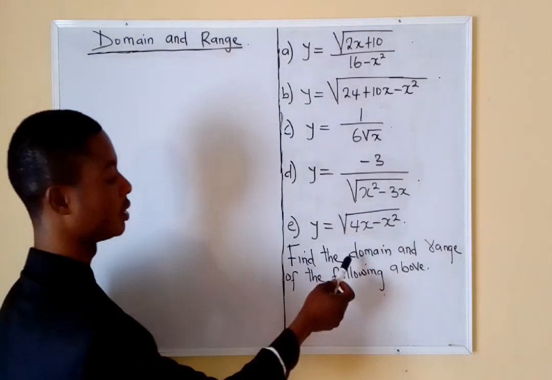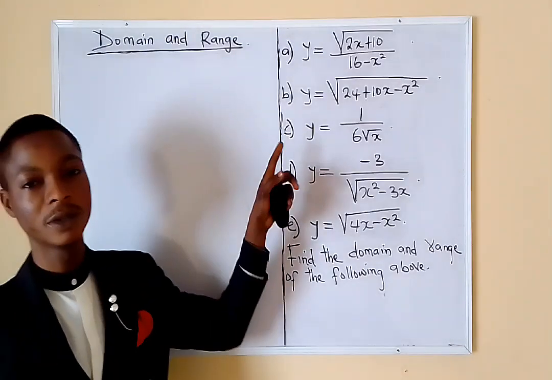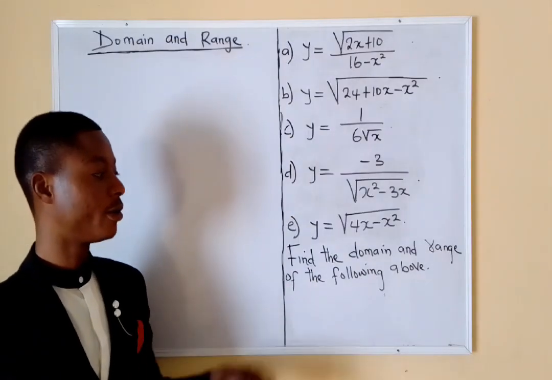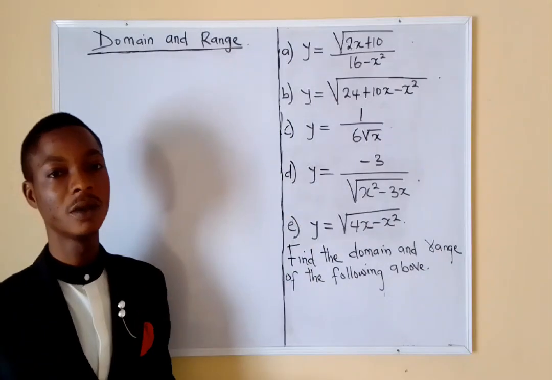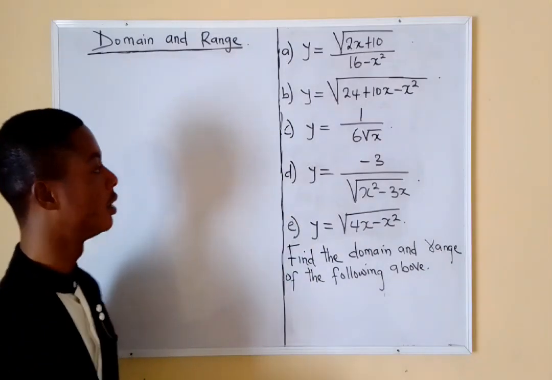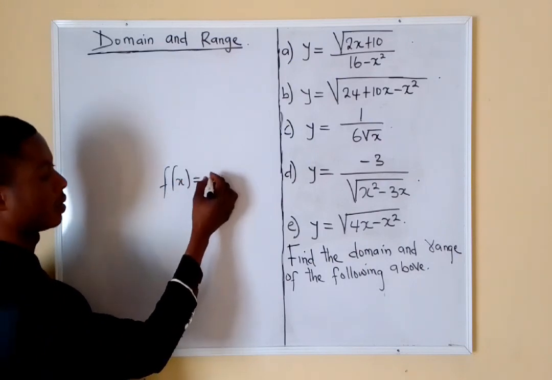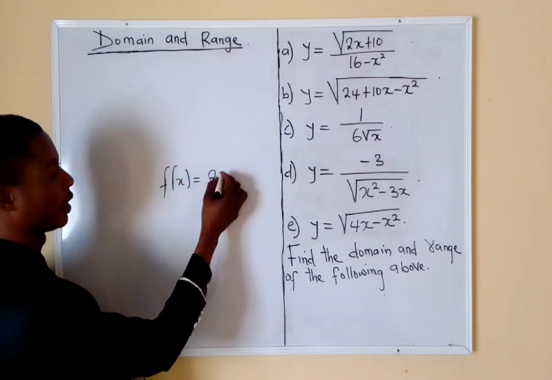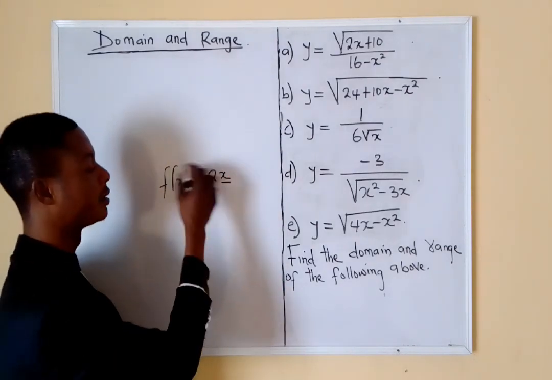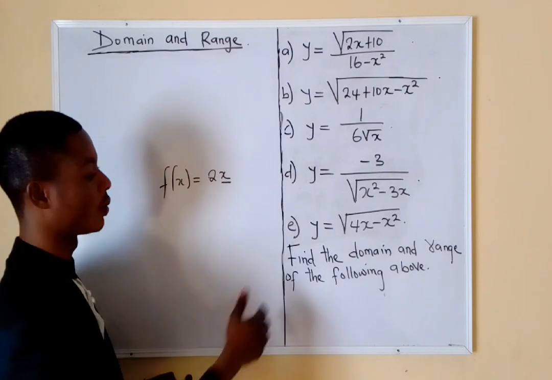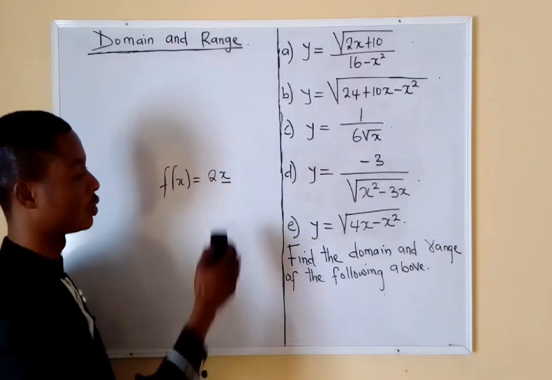So we are going to find the range and domain for the following functions. But before we go to the examples given, let me explain what we mean by domain. The domain is the condition that makes a given function have real numbers. For example, if you have a function like f of x equals 2x, the values of x that make this function defined is what we call the domain. The values of x that make the function defined.